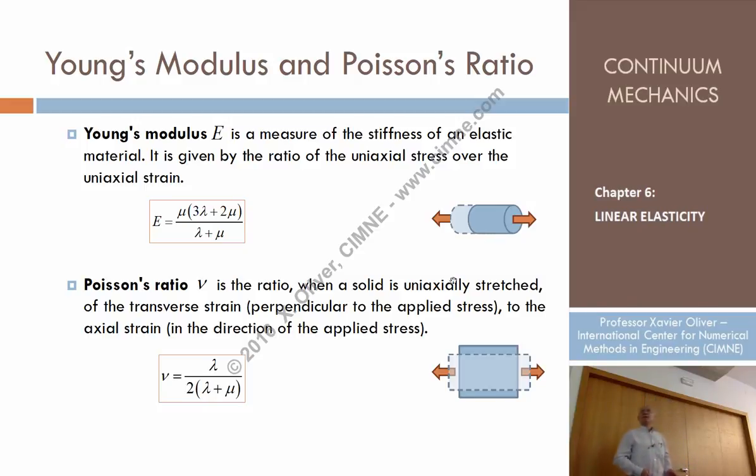Okay. What about the Poisson ratio? Well, the Poisson ratio says something different. Now we are going to see it, but let me anticipate that the Poisson ratio says how much is the cross-sectional unit elongation when we produce a certain elongation in the axial direction. So let's see that in more detail.